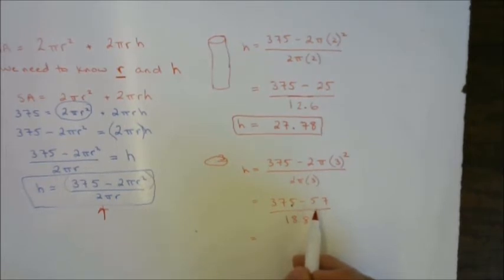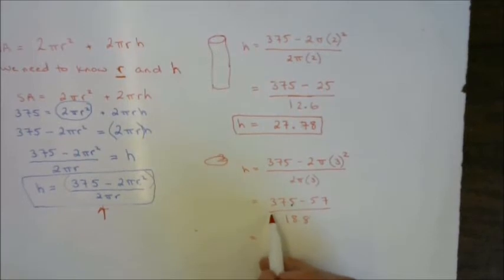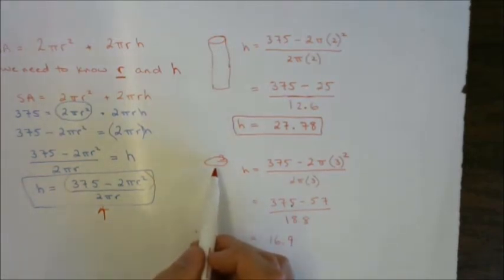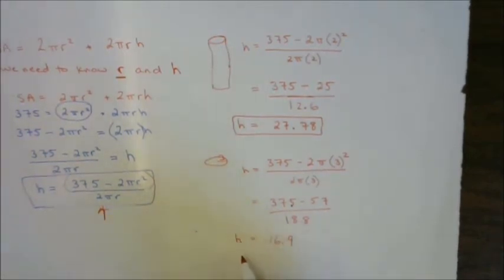Did you do it in your calculator? Do it in your calculator, because then all you have to do is hit divide by 18.8. 318 divided by 18.8 is 16.9. Yep. Alright, so our radius went up by 1 centimeter. What happened to our height? It dropped by over 10 centimeters, assuming we did that right.